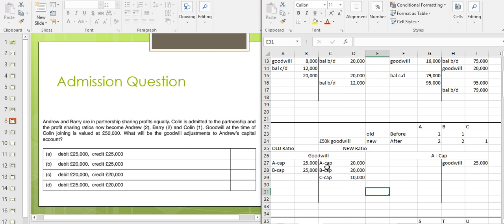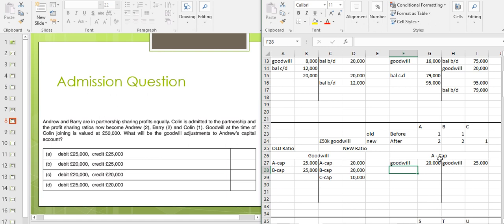Okay, so again, debit, credit done. These are credits, so the debit is going to be here, and Andrew is going to get 20, and that's come from Goodwill. Okay, so Andrew, is he the partner that's joining, or was he there before? He was there before, okay, because Colin is the one joining.